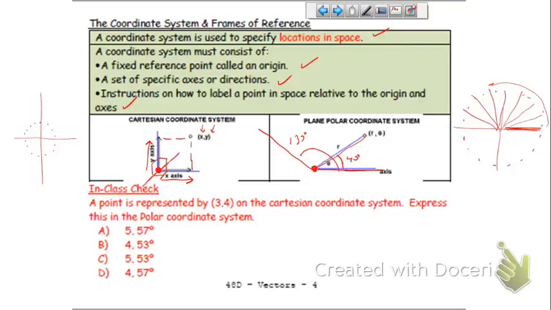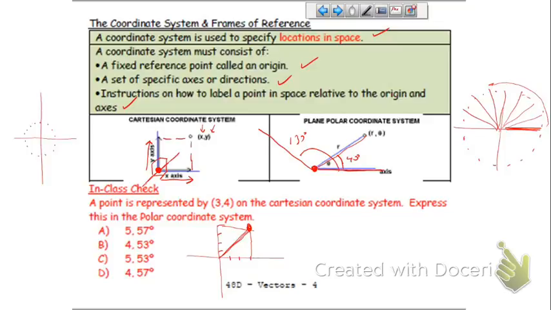There's a little thing I can do, which is I say a point represented by 3, 4 in the Cartesian coordinate system, expressed as a plane polar coordinate. And what I'm doing is, in a way, checking on your visualization and your trig. So 3, 4: 1, 2, 3, then 1, 2, 3, 4. So there's my point of interest. I want to represent it in the plane polar system. The first thing I have to do is figure out this length.